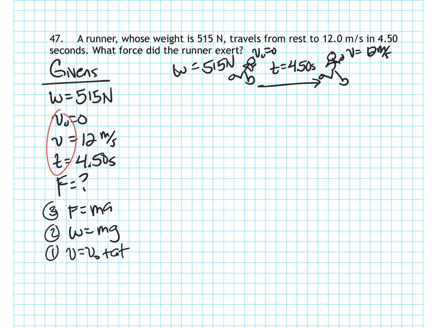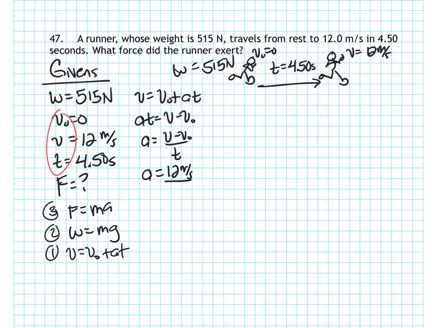All right, kinematics. So v equals v naught plus at. Isolate a. So at is equal to v minus v naught, so a is equal to v minus v naught divided by t. So a is the final velocity, 12 meters per second, over the time, which is 4.50 seconds. So the acceleration in this case is going to be 2.6 repeating meters per second squared.